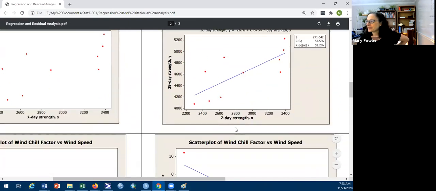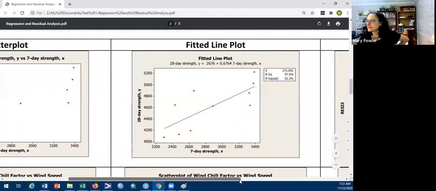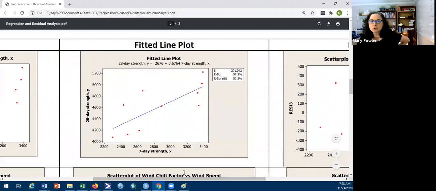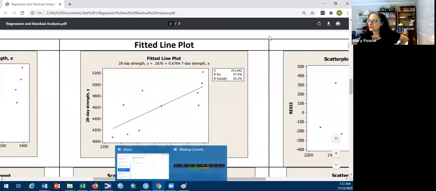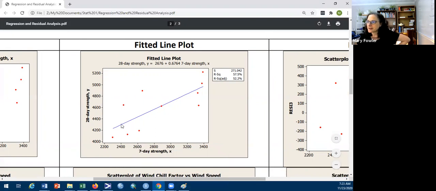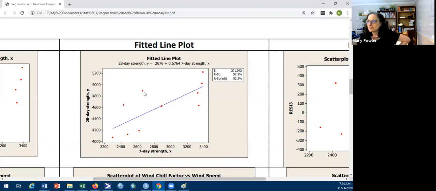Each of the points in this fitted line plot has associated with it a residual, right? For example, the residual on this point here is y, somewhere up around 4,900, minus y hat, which falls all the way down here, somewhere above 4,400. So this point has that value associated with it.